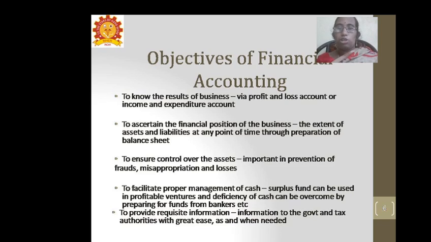Basically the income statement and balance sheet are the important measures for the business. The income statement shows the profit or the loss of the business, and the balance sheet comprises the liabilities and the assets of the business. The third objective is to ensure control over the assets and prevent the various frauds and misappropriation of the accounts, through proper ascertainment.